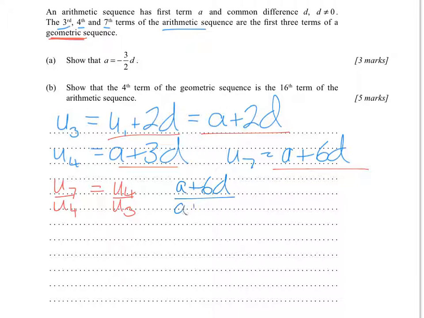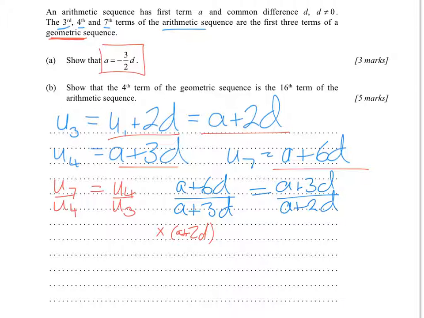u4 is a plus 3d, is equal to a plus 3d over a plus 2d. And now I've just got to solve that equation and rearrange it for a in order to achieve this goal. So the way I'm going to do that is I'm going to multiply both sides by a plus 2d to get rid of the division on the right, and I'm going to multiply both sides at the same time by a plus 3d to get rid of the division on the left.